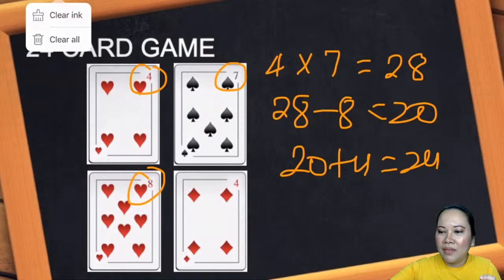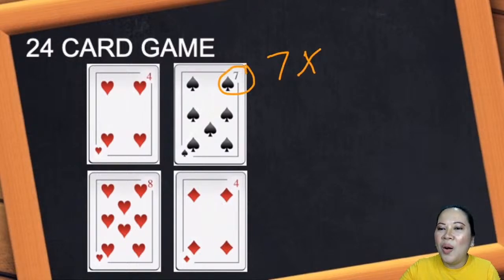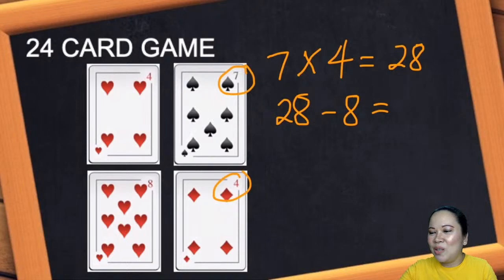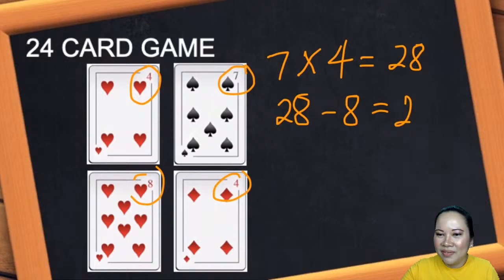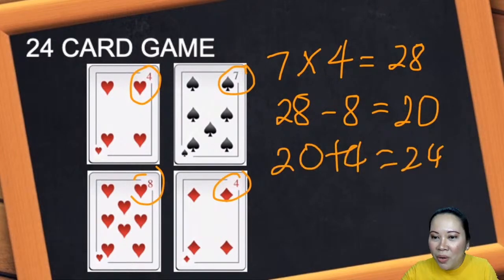Cup of milk, let's check if your answer is also correct. 7 times 4 is 28. 28 minus 8 is 20. 20 plus 4 is 24. Well done! Yes, that is correct. 4 divided by 4 is 1.